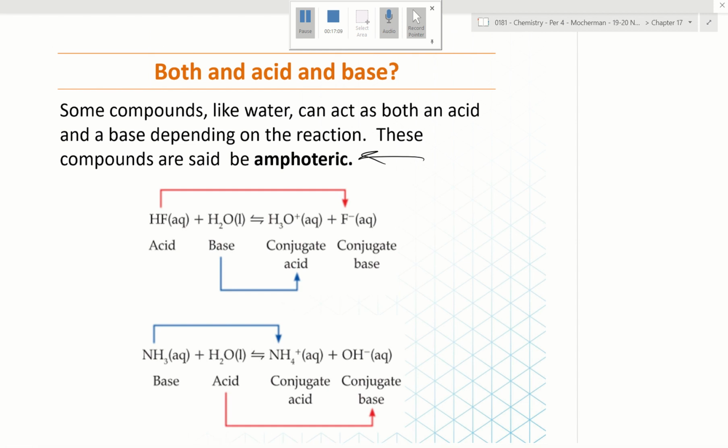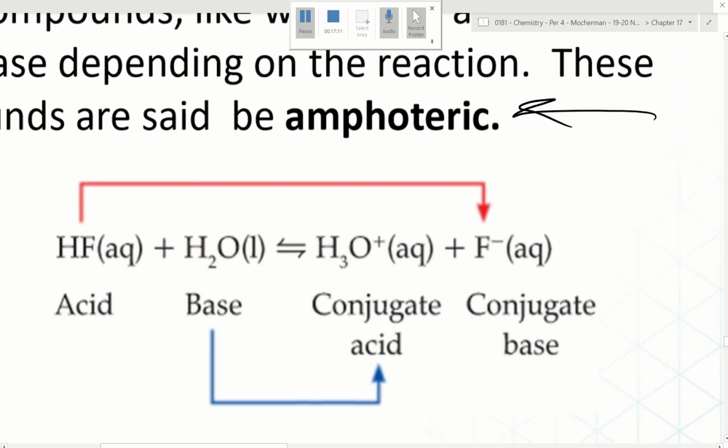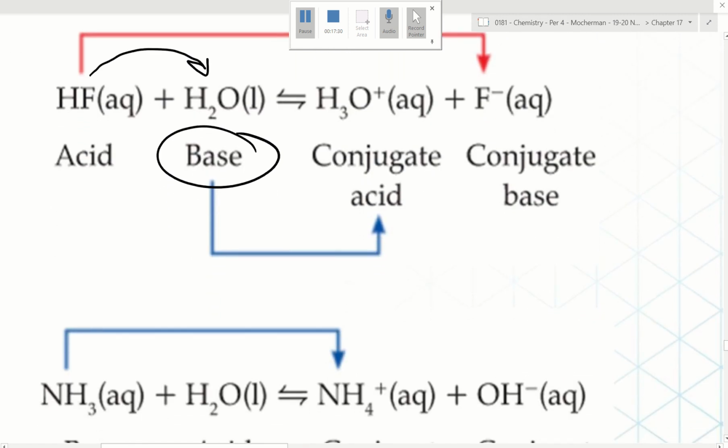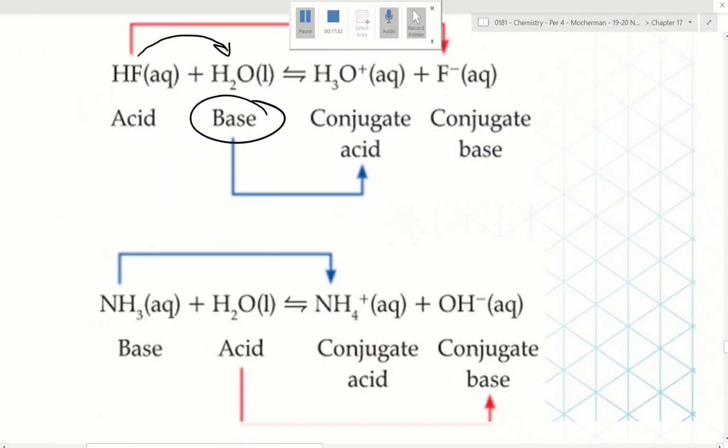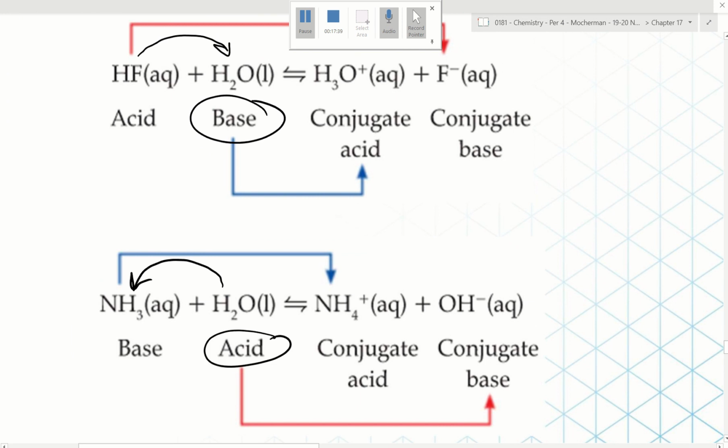So I have two equations here. I have water reacting with hydrofluoric acid, or hydrogen fluoride in solution, and that's forming H3O plus and F minus. In this case, the HF is donating a proton to the water. So the water is a proton acceptor, which makes it a base. In the second equation here, water is donating a proton to the ammonia, which makes water the acid.